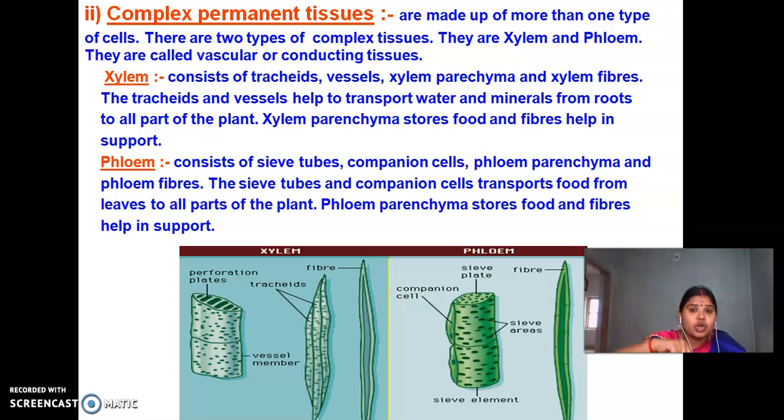From root to tip. That means all parts of the plants. Okay. So what's the main function of tracheids and vessels? They help to support or transport the water and minerals from root to all parts of the plants.